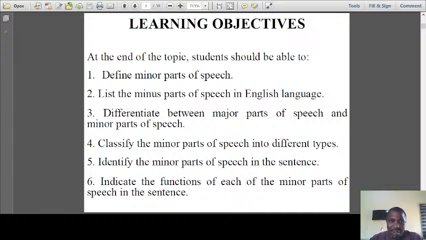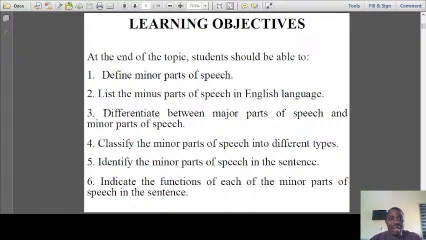4, classify the minor part of speech into different styles. Each of the parts of speech has what? Its own sub-classification. There are different types and you can find them and we group them. So you need to know the different types of the part of speech.